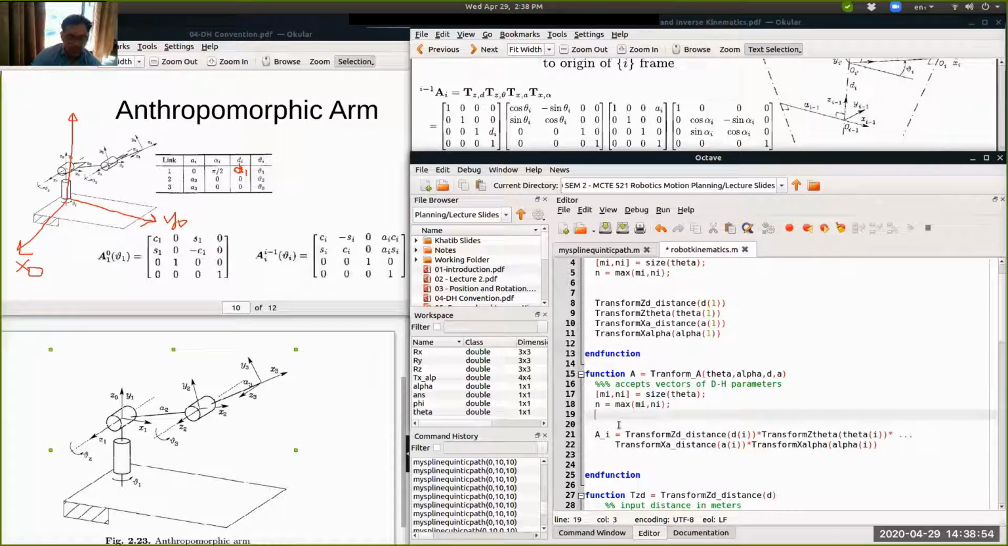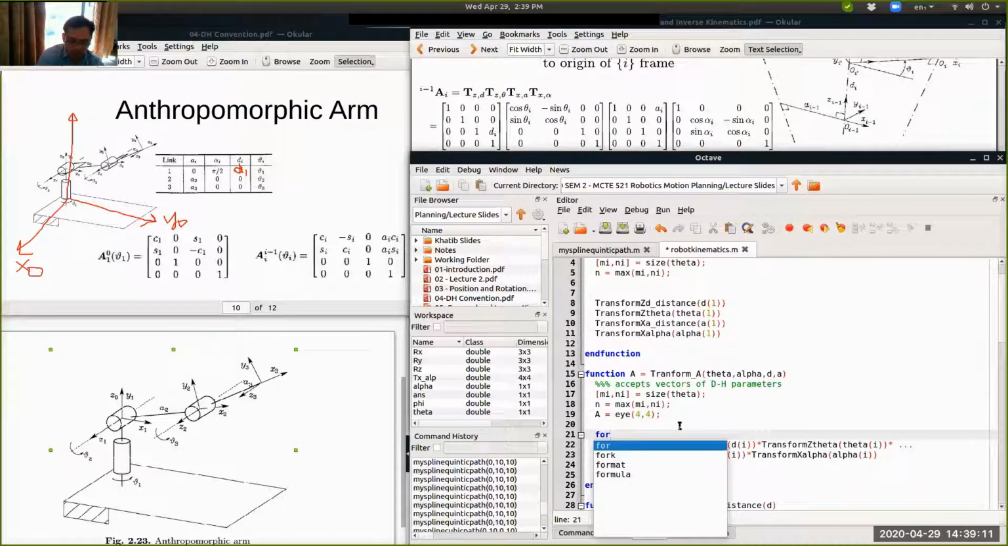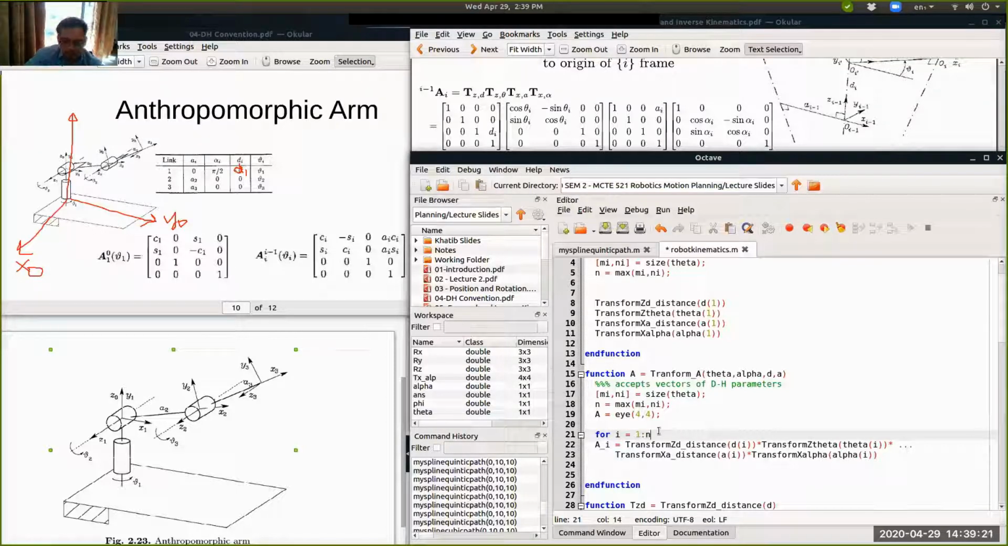So the size of A is a 4x4 matrix. We can say identity. How to say identity, is it a small letter, or I, yeah, I of 4x4. Okay. So now you can see, you can say for I, maybe it's not needed, is equal to 1 to what is the size n.